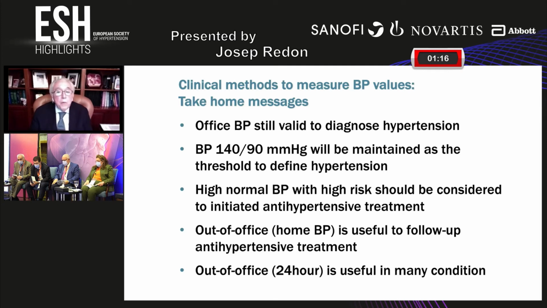High normal blood pressure with high risk should be considered for initiating antihypertensive treatment. Out-of-office, home blood pressure is useful for follow-up of antihypertensive treatment, and out-of-office or 24-hour monitoring is useful in many conditions. But I go back to my comment of before: we need more information to be sure that targeting out-of-office blood pressure is beneficial to patients in terms of reducing morbidity and mortality.